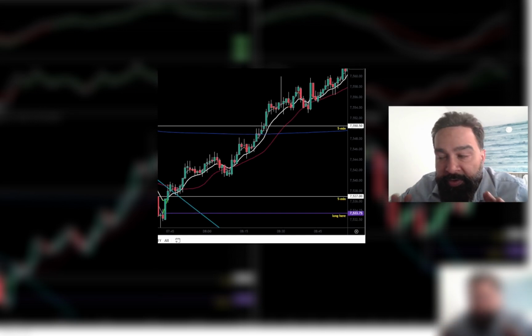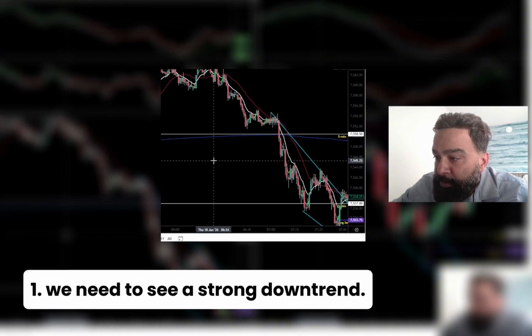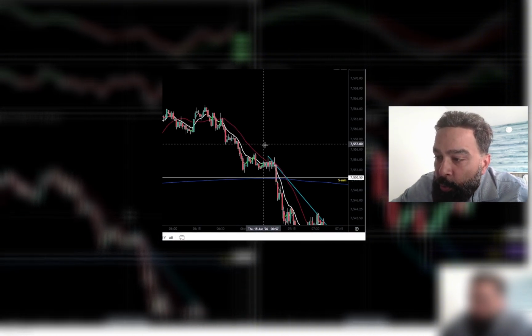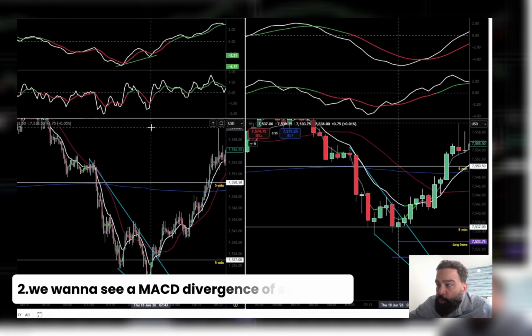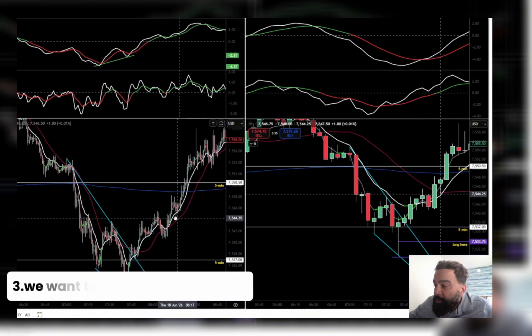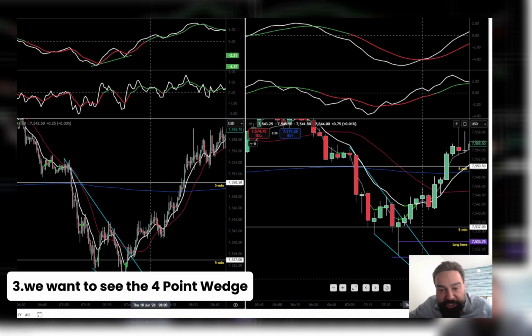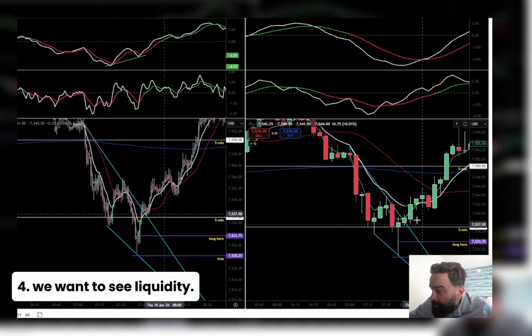So there's 4 ingredients to this. 1, we need to see a strong downtrend beforehand. Okay, we don't want to start doing it up here. We want to see a strong downtrend. 2, we want to see a MACD divergence of some sort. 3, we want to see the 4-point wedge. And 4, we want to see this liquidity sweep happen, right?